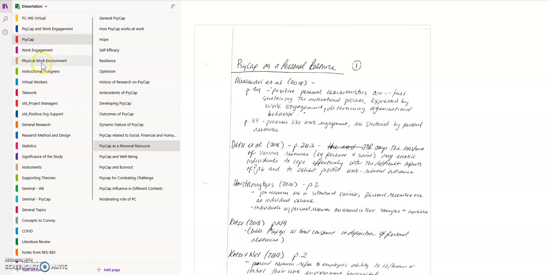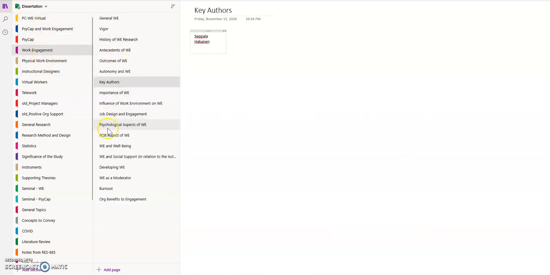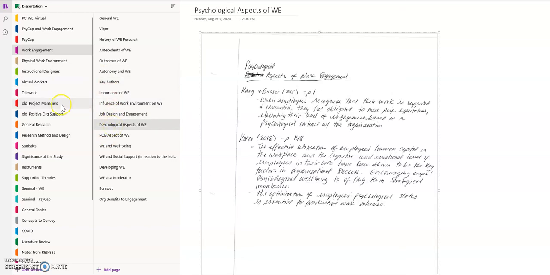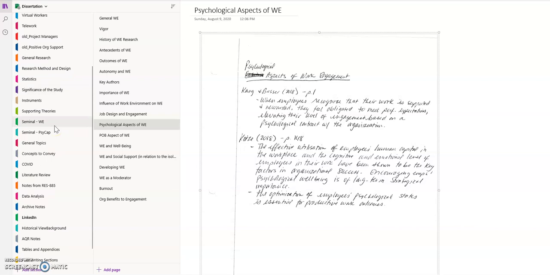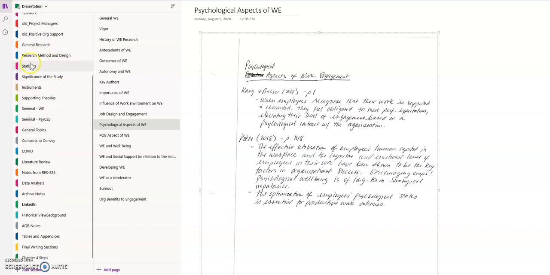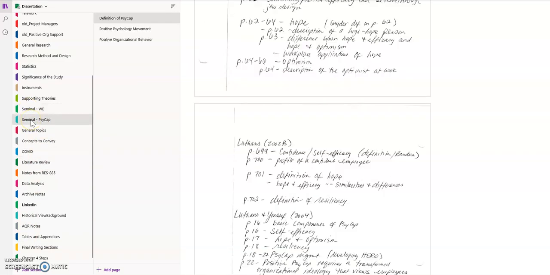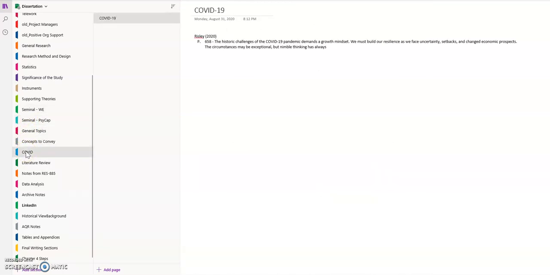So this is the early part of how my early research started to develop here in OneNote. Then as I got into chapter 3 and writing my proposal, you'll see that there's some additional things that started to build out. So I do have sections on the seminal work for work engagement, psychological capital. I added some research on COVID-19 and things that happened during the coronavirus. Obviously, there's not a lot in there.